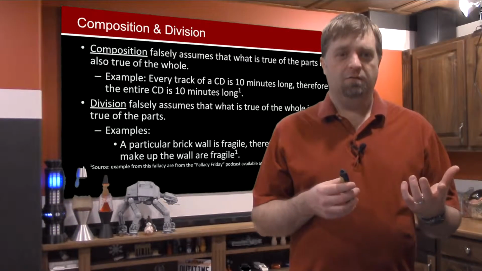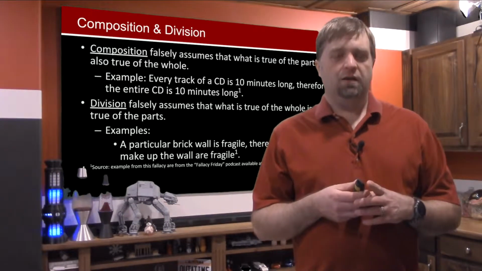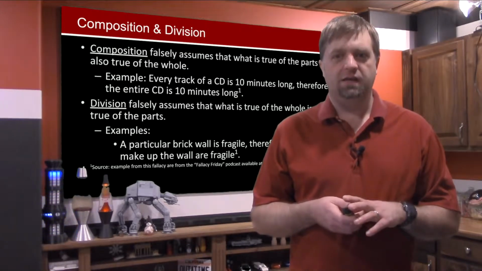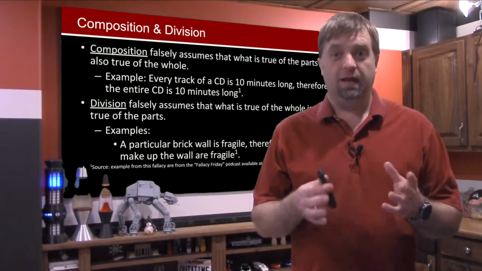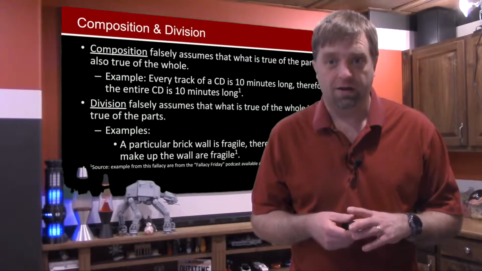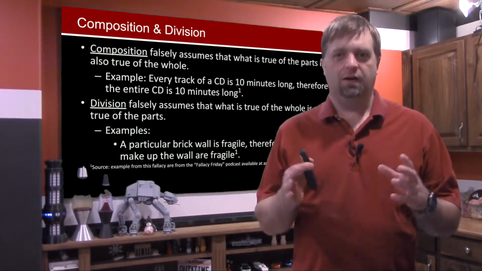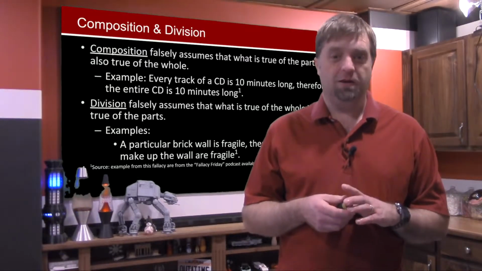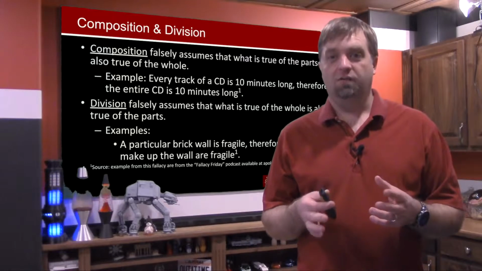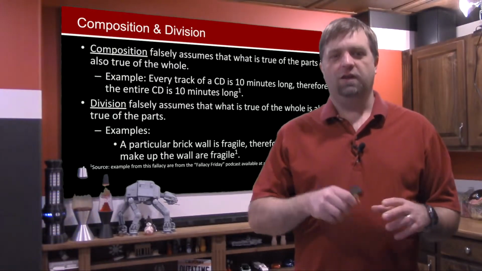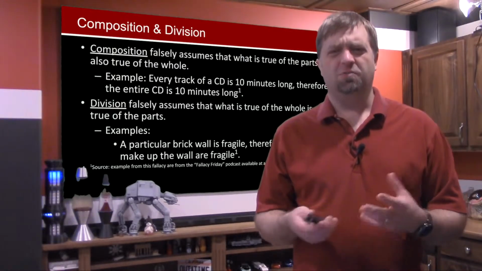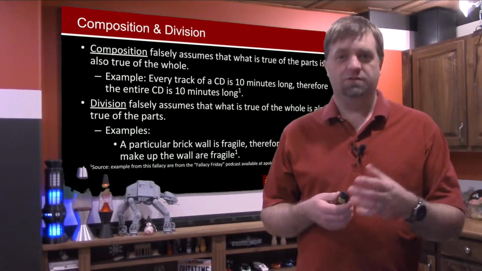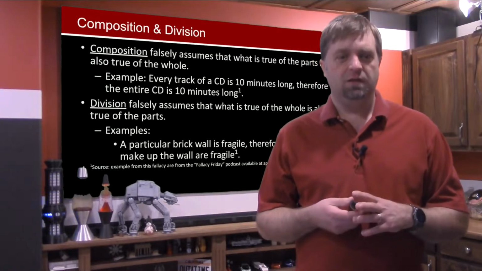But as for composition, if you were to assume that because every music track on a CD is 10 minutes long, and yes, kids, we used to get music on compact discs. That's how we used to get our music before MP3s came along. But if every track was 10 minutes long, therefore the entire CD is 10 minutes long. So you can see where that would be fallacious. Maybe there's 5 tracks, so obviously 10 times 5 would be 50, not 10.